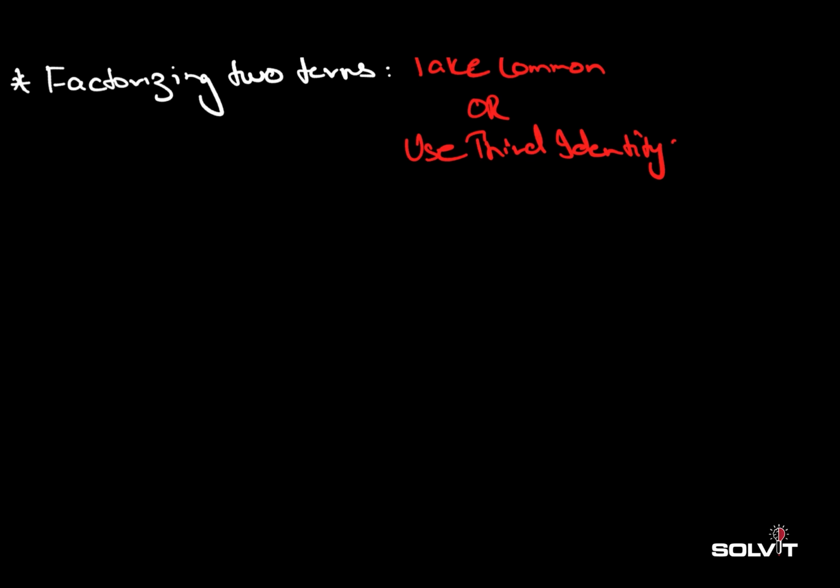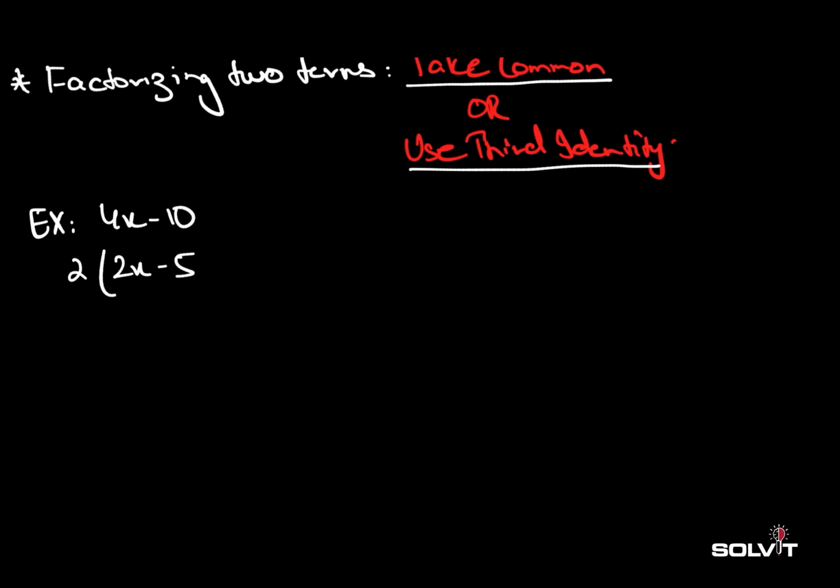Let's suppose I have been given this example, 4x minus 10. What do I need to do? I just need to factorize it. Again, there are two things that can be done: either I take common or use the third identity whenever two terms are given. I don't think the identity can be applied here, so I can simply take common and I'll be left with this. Now this is in factorized form. All right, let's look at one more example.